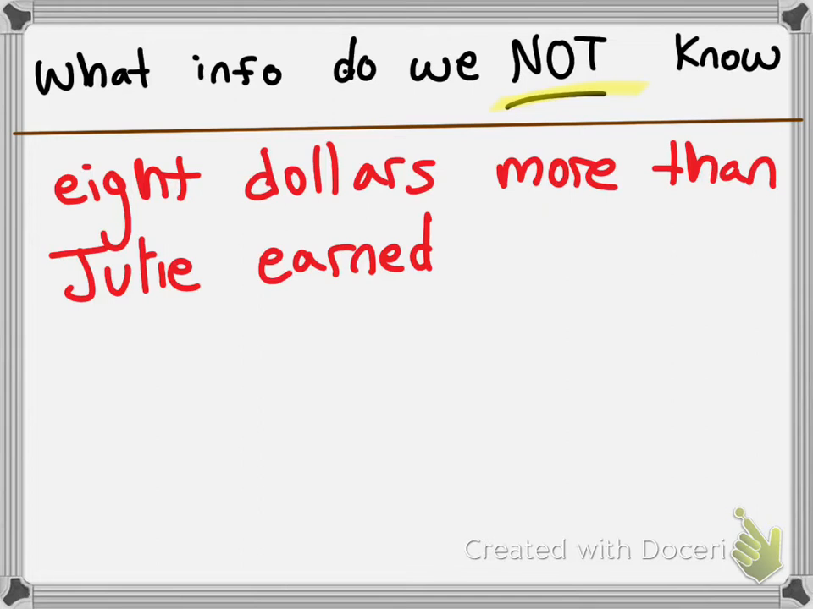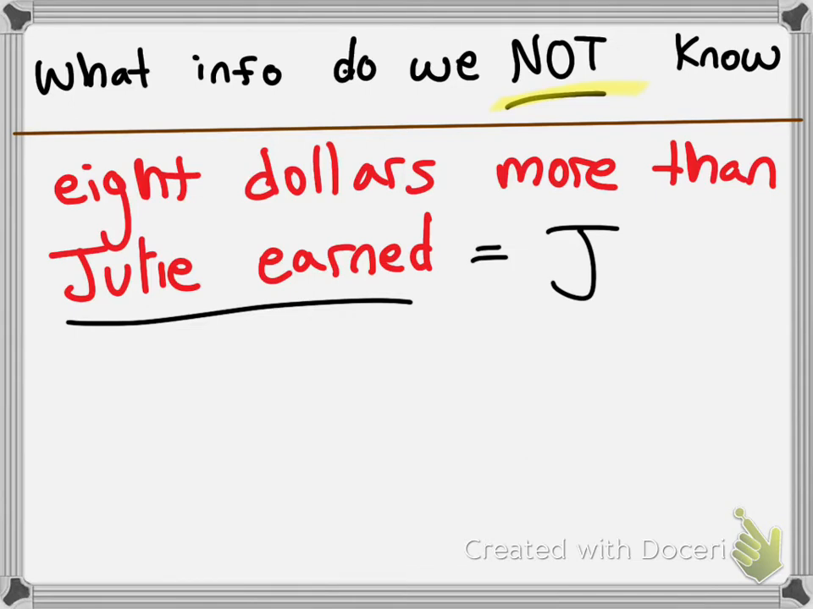What info do we not know? $8 more than Julie earned. Josh, what is the information we don't know? How much did Julie earn? I don't know how much Julie earned. So I want to write that expression similar to the last one.